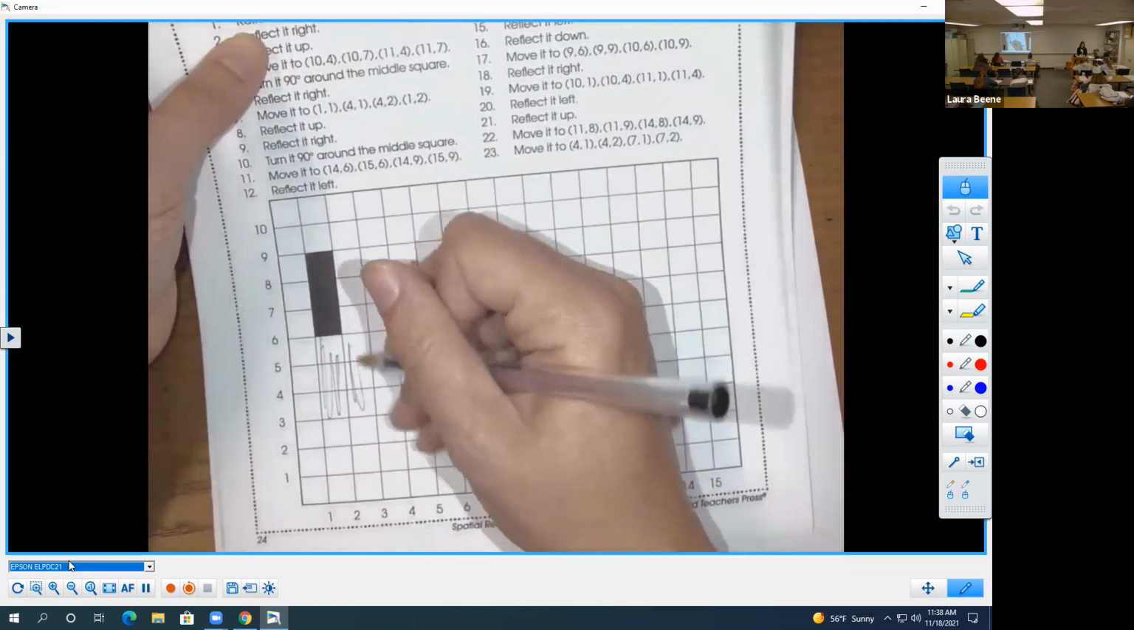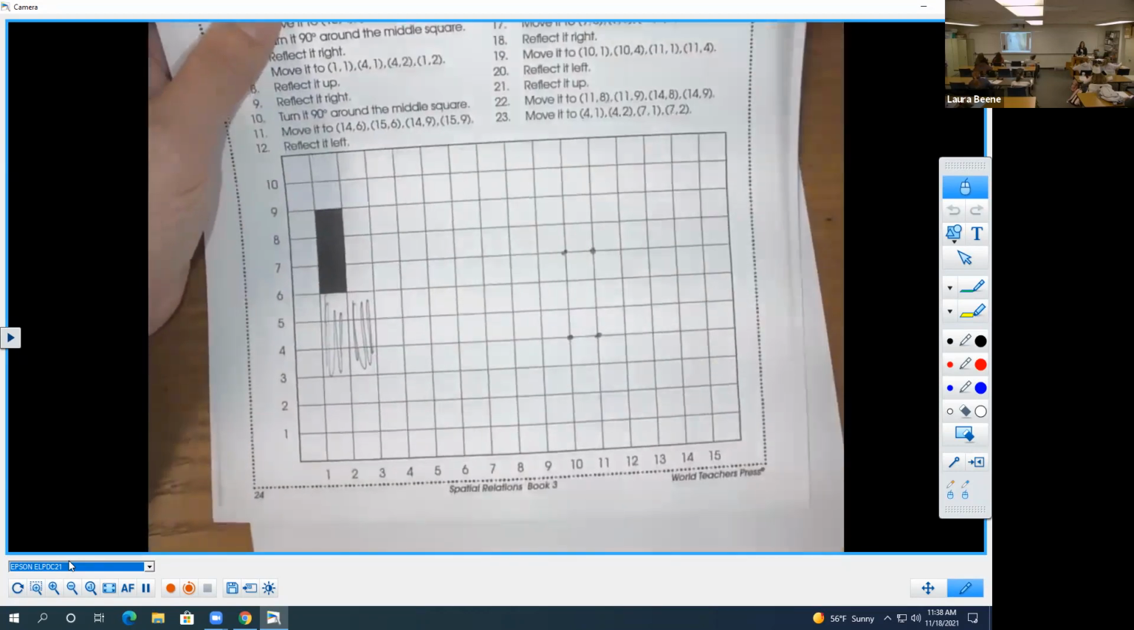Right, but sorry, I don't know if I'm making any sense. For number one, it says reflect it down. Number two says reflect it right. Which one are we reflecting right? The one that we just drew? The one you just drew. Yes, it builds off the one before it. So that I understand what you're saying now.